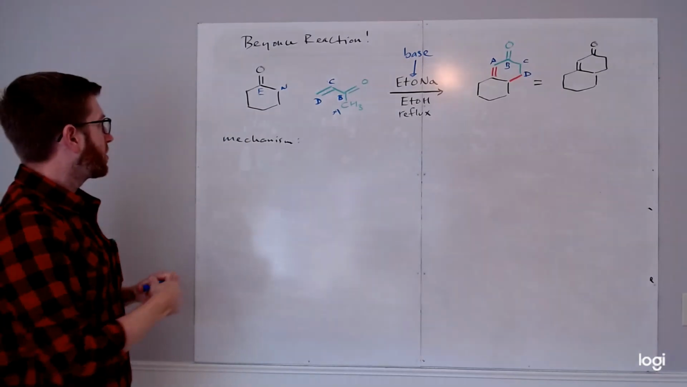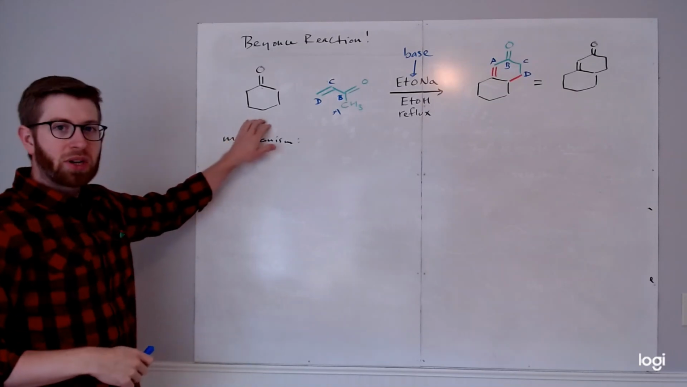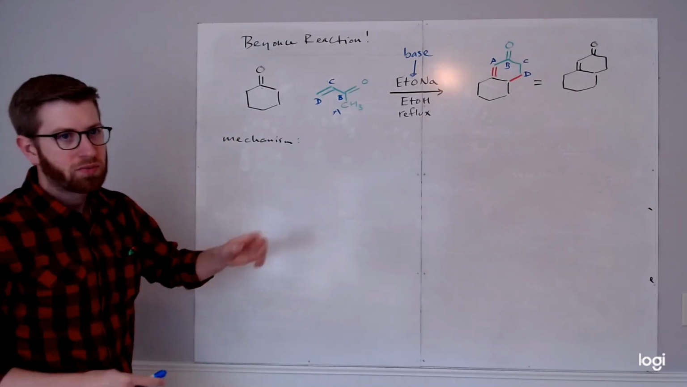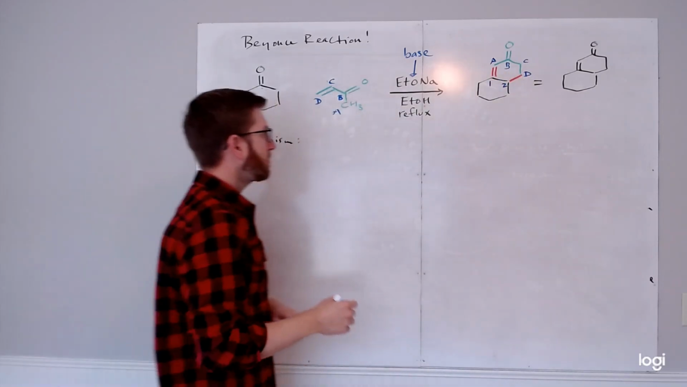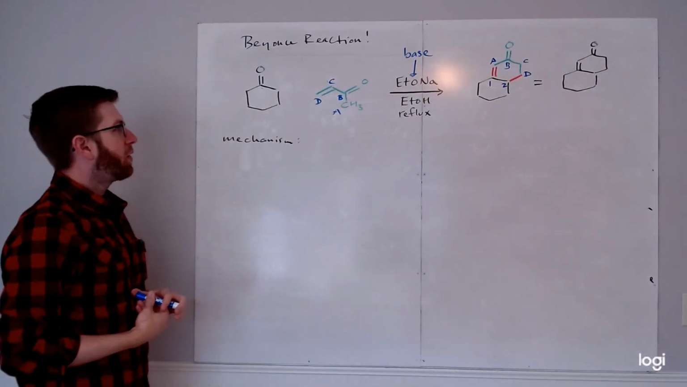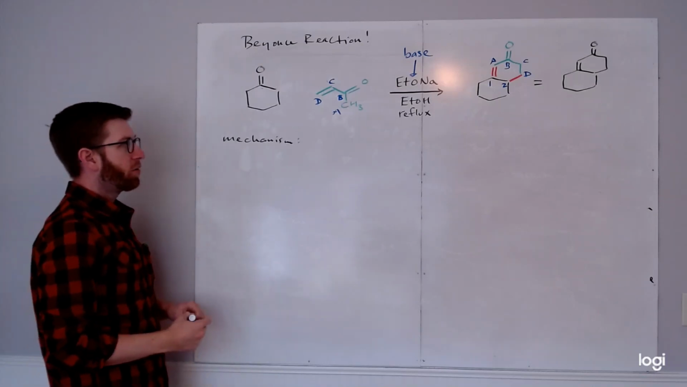Okay, and then I'm going to actually use numbers for the parts of my other reactant that change. So here we'll just do 1 and 2. So I need to figure out where carbon 1 is and where carbon 2 is, and I can do that by thinking about now the role of carbon D.